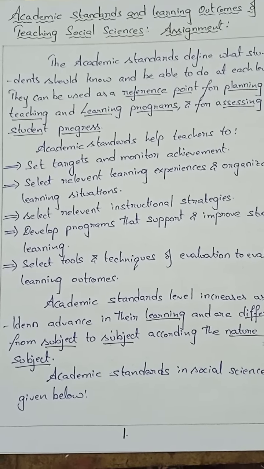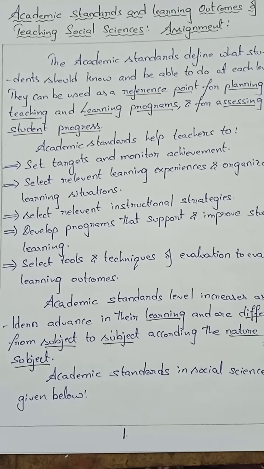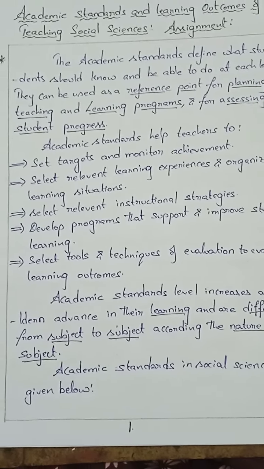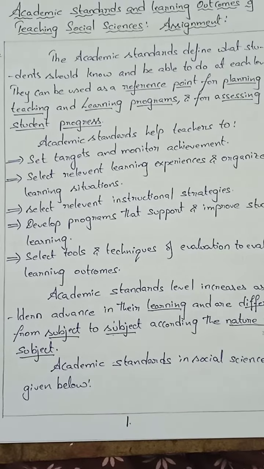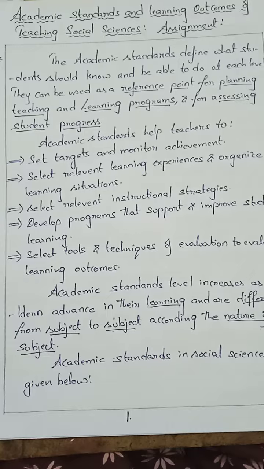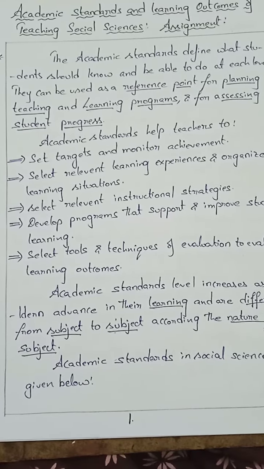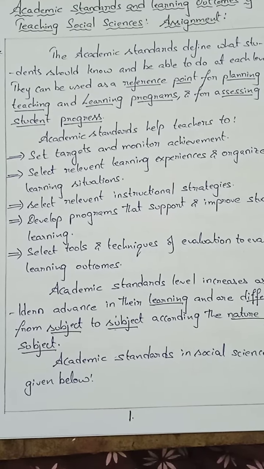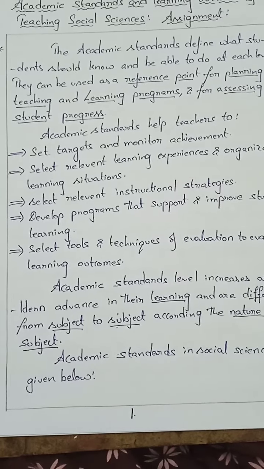Today in this video you will see the academic standards and learning outcomes of teaching social sciences. Introduction. The academic standard defines what students should know and be able to do at each level. They can be used as a reference point for planning, teaching and learning programs and for assessing student progress.